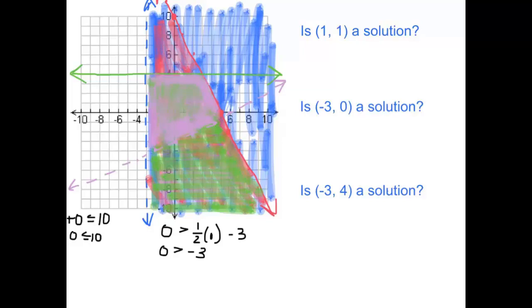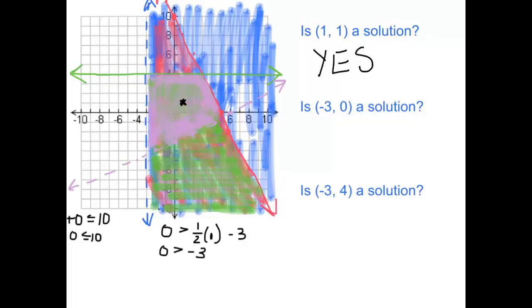But I'd rather just take a look at my feasible region. The point 1, 1 is right about there. That is very clearly in the feasible region. It's in our solution region. So yes, 1, 1 is a solution. And if you would like, you can go through all 4 inequalities, plug in, and verify that that is true.